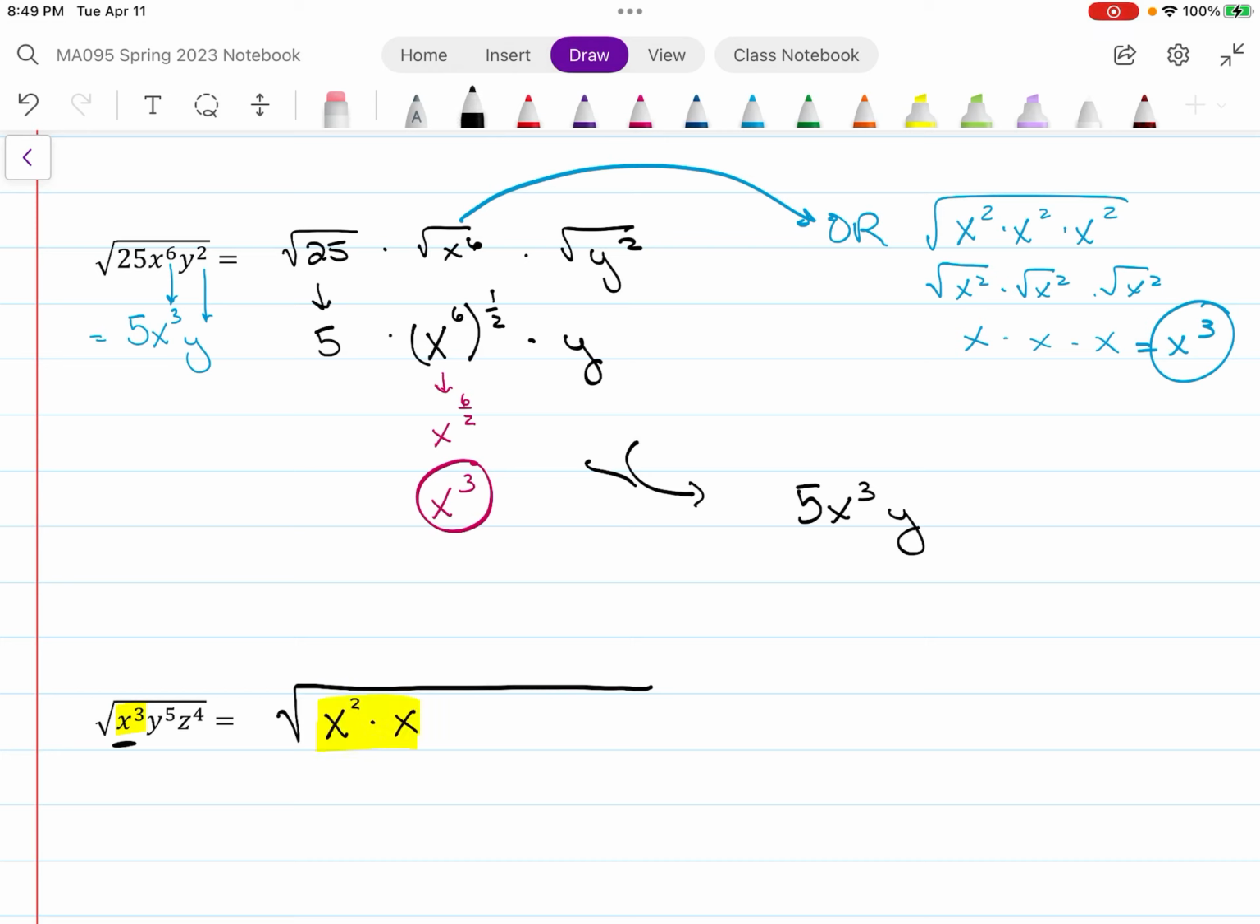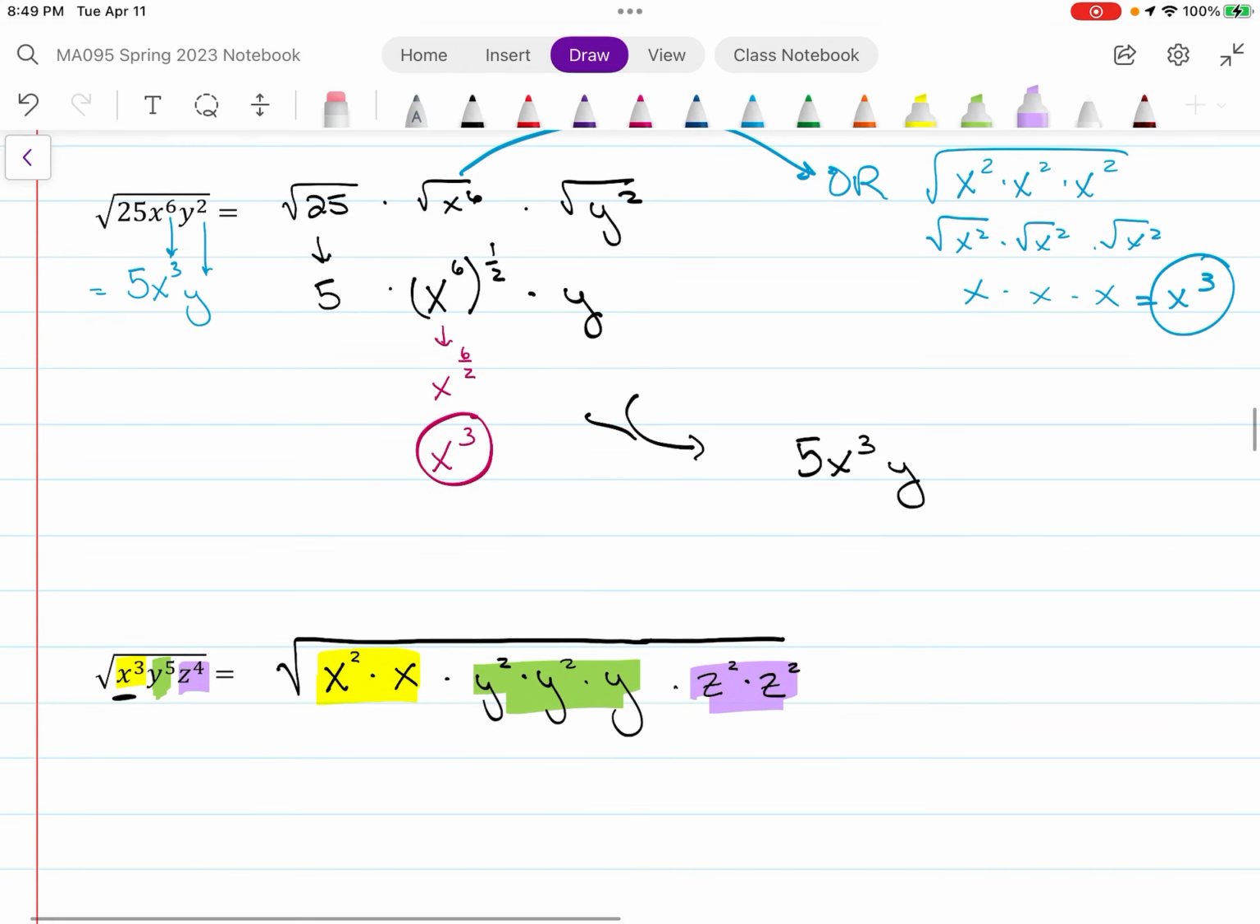All right, now let's do the y to the 5th. So I get y squared times y squared. That's y to the 4th so far. So I have one more to go, and now I have y to the 5th. Then I've got z to the 4th, so I get z squared and z squared. That makes up a z to the 4th. So that is our last portion there.